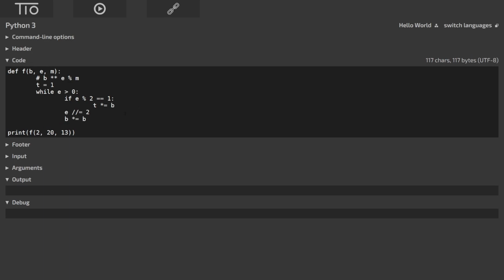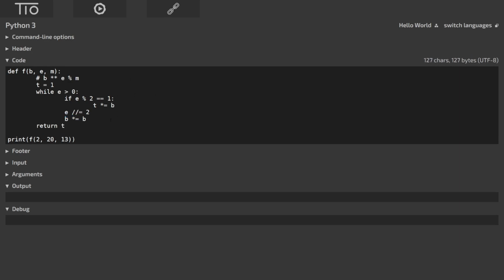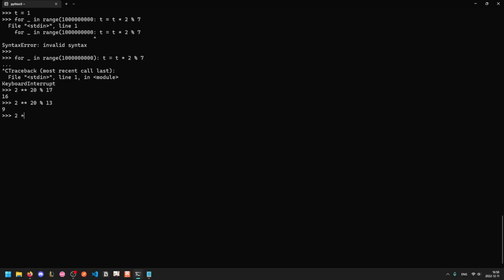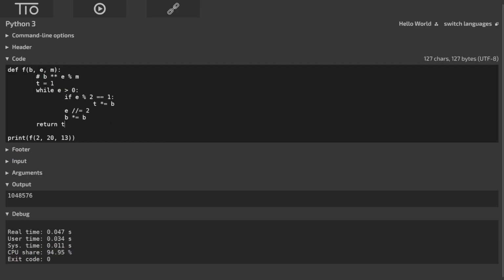And so long story short, what we're doing is this line checks what the digit at this position of the binary representation of e would be. This multiplies by b to the power of p, where p is the next power of 2. But we don't really keep track of what power we're on. We just square b each time, which doubles the power on it. And then at the end, we return t. So we do this, we get 1048576, which is equal to 2 to the power of 20. And so we just take that modulo n.